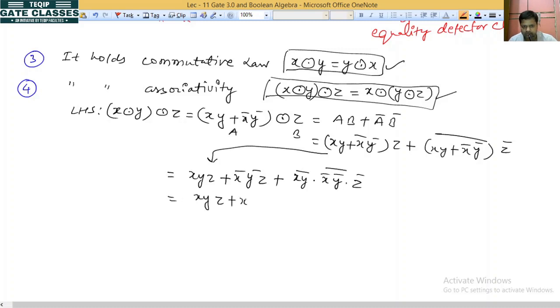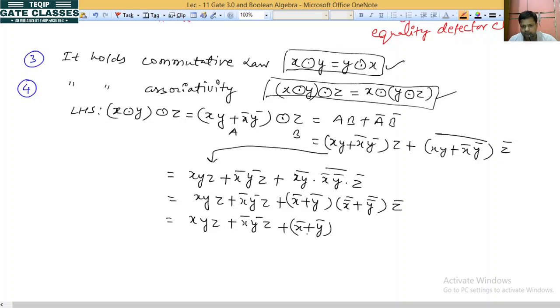xyz plus x bar y bar z plus it will be x bar plus y bar and this will be x double bar plus y double bar and z bar. Now you can write it as xyz plus x bar y bar z plus x bar plus y bar. So it is x plus y z bar.